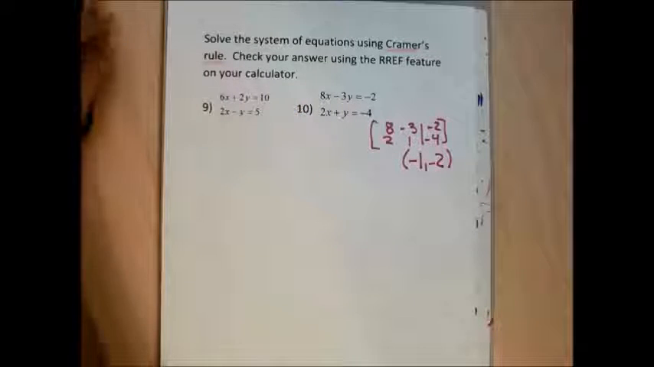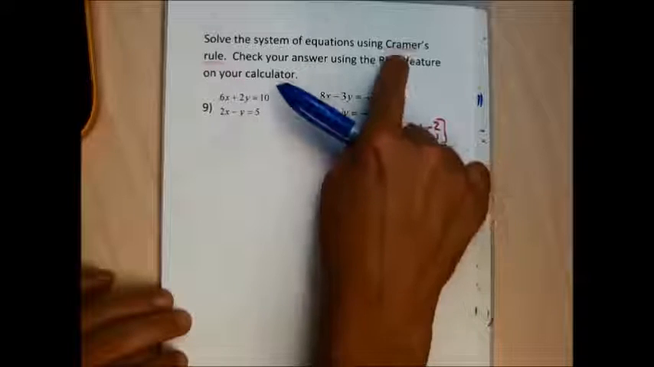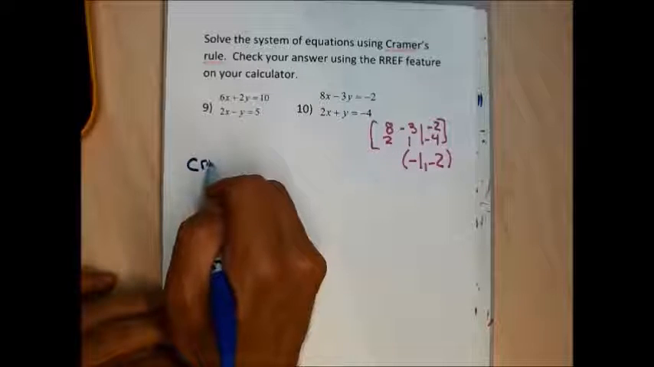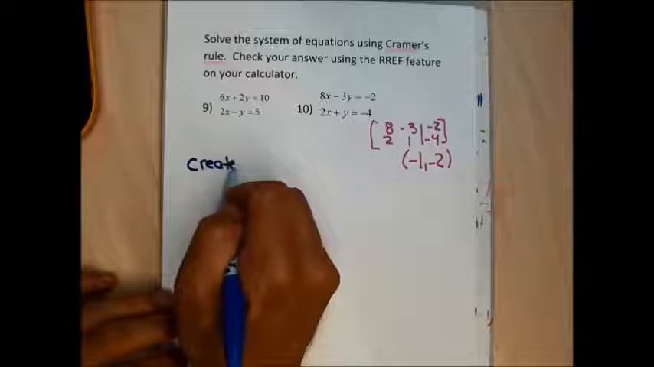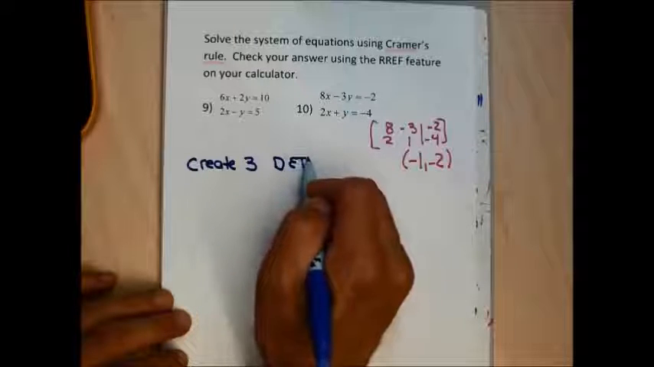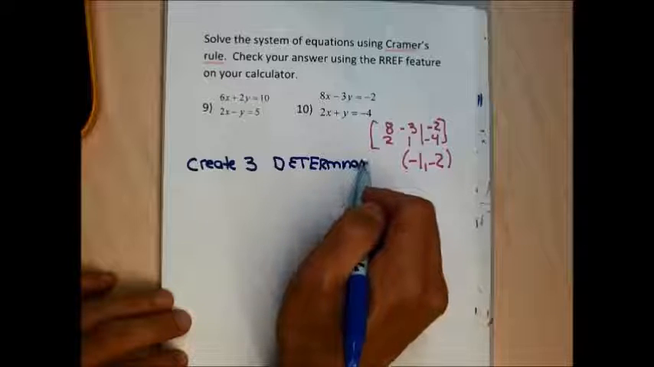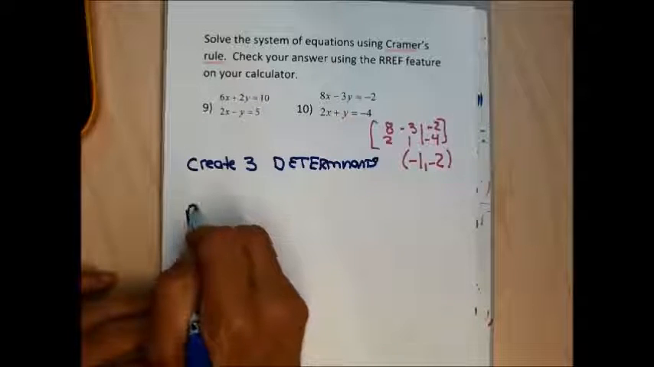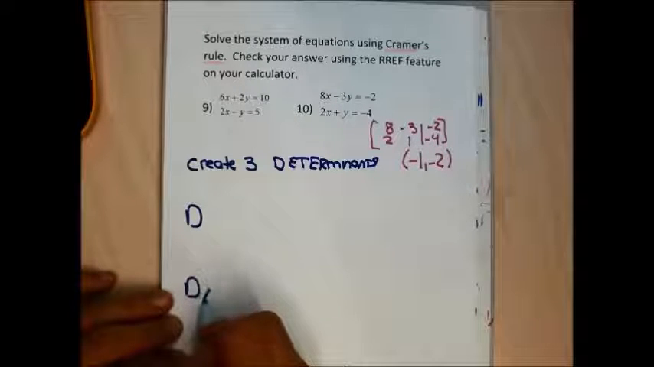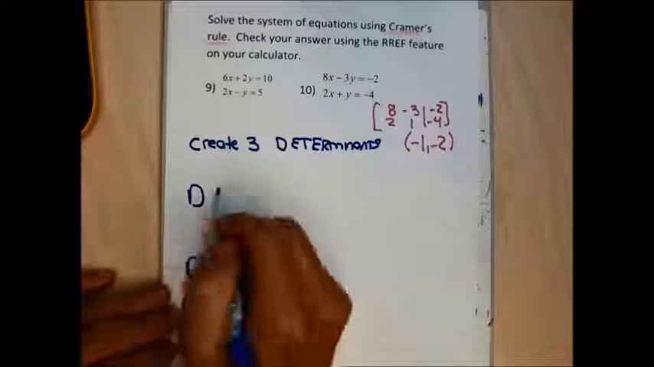That wouldn't get you any points in this section. To solve the system of equations using Cramer's Rule, I need to create one more determinant than letters. So I need to create 3 determinants. The first determinant I'm going to call D. The second determinant I'm going to call D sub x. And the third determinant I'm going to call D sub y.